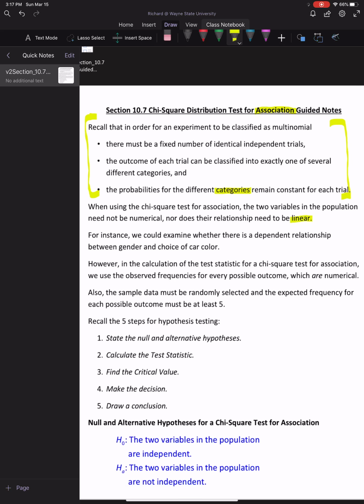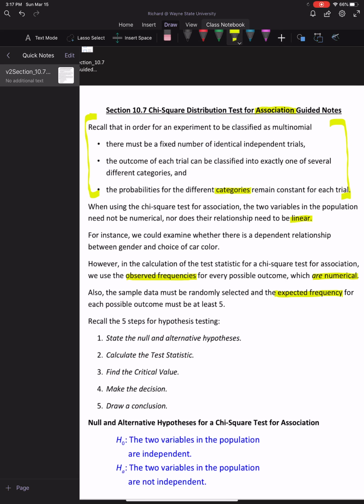This idea of linear relationship is actually explored in chapter 12. So, for instance, we could examine whether there is a dependent relationship between gender and choice of car color. So, in the calculation of the test statistic for the chi-square test for association, we use observed frequencies for every possible outcome, which are themselves numerical. So there's that word, observed frequencies. And of course, expected frequency. So that comes back to us again.